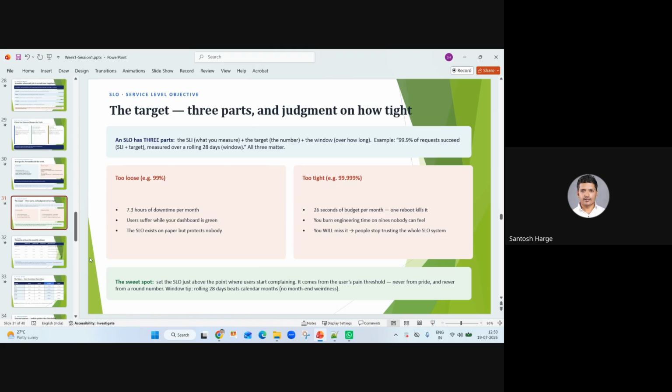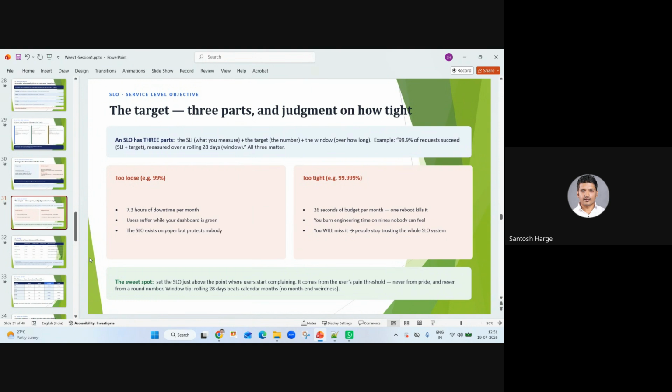It is going to hurt your users, isn't it? So an SLO should be there, but it should not be too loose. On the other hand, it should not be too tight either. If you target almost 100%, say 99.999%, you are aiming for five nines. That means for a complete month, only 26 seconds of downtime is allowed.